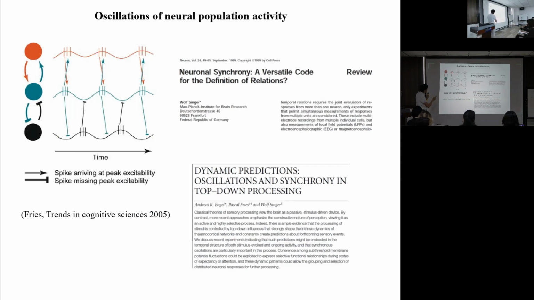One idea, proposed by Pascal Fries, is that synchronization of gamma oscillations could be important for communicating information in the cortex. Also, as proposed by Wolf Singer, synchronization of oscillations could be important for binding different features of external stimuli. You have one feature, another feature, so different features could be encoded by these different oscillatory activities, and synchronization of those oscillations could bind the information together.